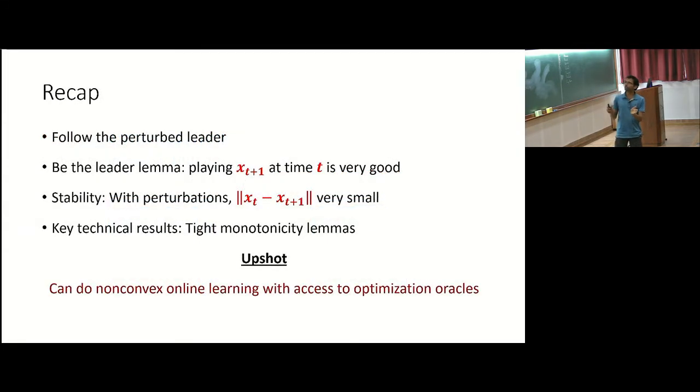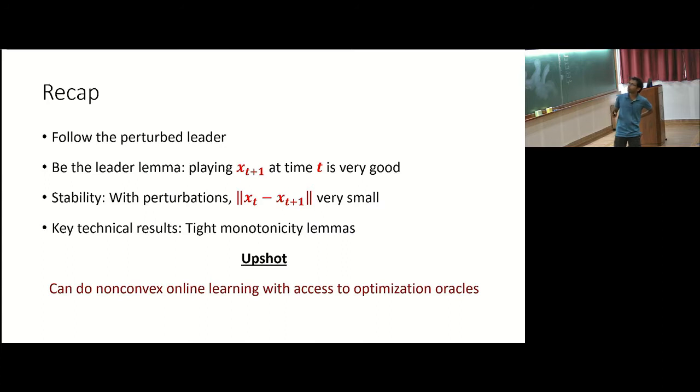Just to recap the first part that we have here. So we looked at the follow the perturbed leader algorithm for non-convex online learning, and we saw that we can use the be the leader lemma and stability arguments to say that follow the perturbed leader actually gets 1 over square root t regret rate for non-convex online learning. And the key technical results were some tight monotonicity lemmas.